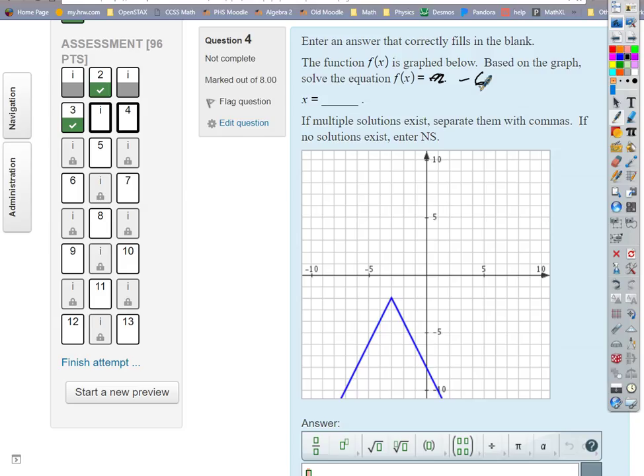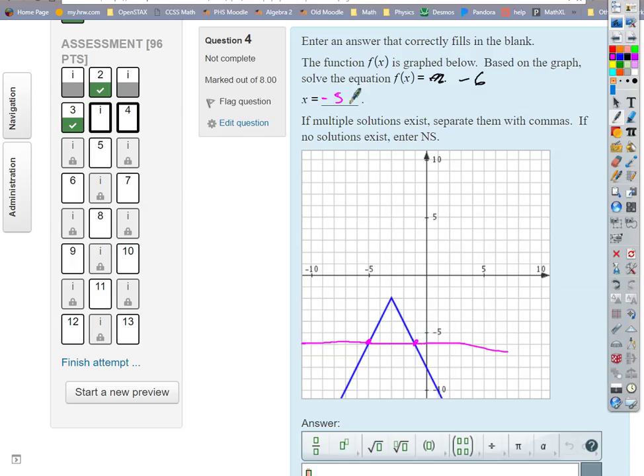Go down 6. I want to know when does y equal -6. So I would just draw a horizontal line through y equals -6. Every point on that line has a y value of -6, doesn't it? So what are the ones that intersect with our function? Well, that's going to be when x is -5 or x equals -1.